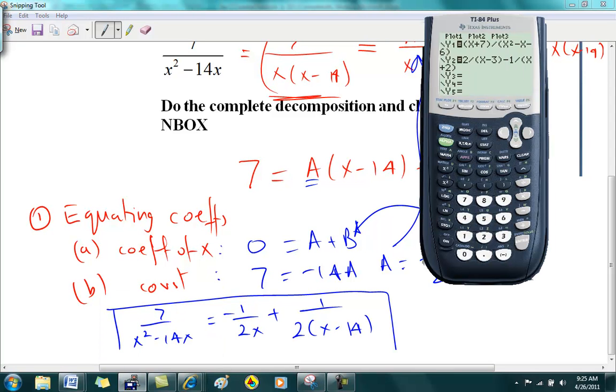Going to y equals, clear that, clear that. My left hand side is 7 divided by x squared minus 14x. And my right hand side is negative 1 divided by 2x plus 1 divided by parentheses 2 times parentheses x minus 14. And graph that, and you get those two funky graphs.